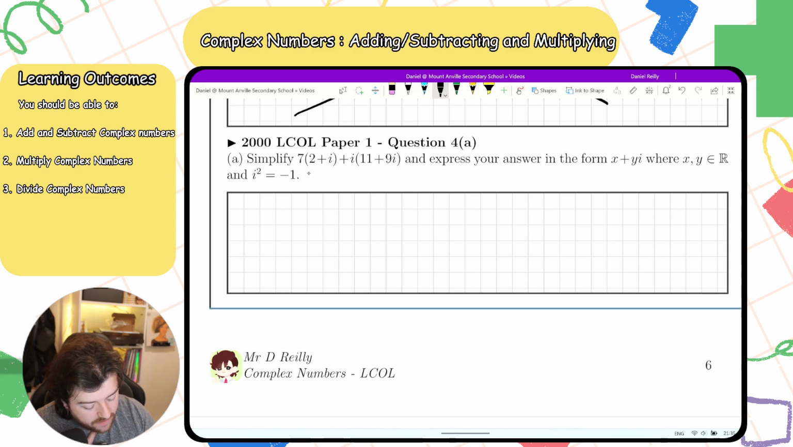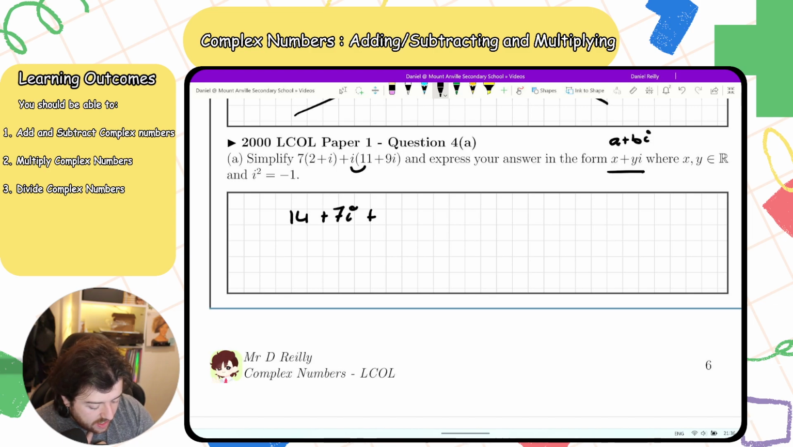Right. Simplify 7 times 2 plus i times 11 plus 9i. Give your answer in the form x plus yi, or a plus bi. So that's another way of writing that. So 7 times 2 is 14. Then 7 times i is 7i.